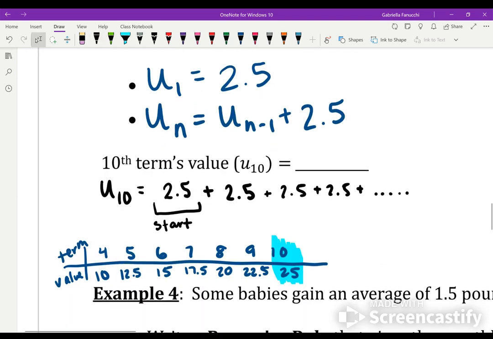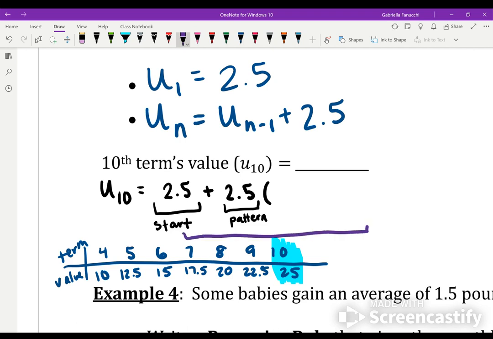That's what we did here on the table. But if I want to shorten that up, this is the pattern right here. What is the same thing as repeated addition? It's multiplication. So let's go ahead and put in the parentheses what we're going to multiply by. So if we're starting at u sub 1, and we want to get to u sub 10.